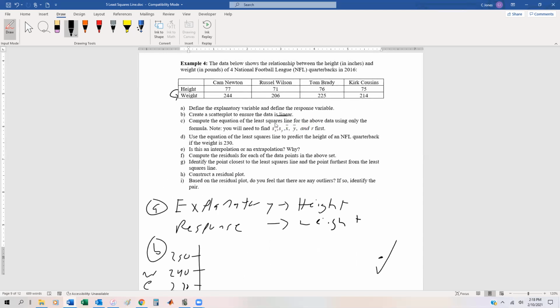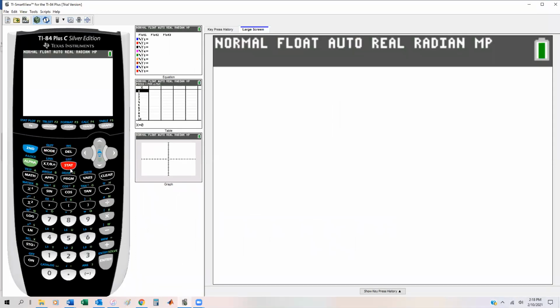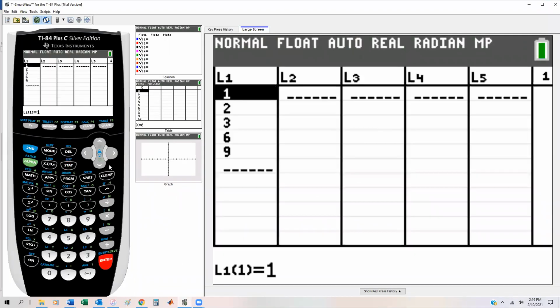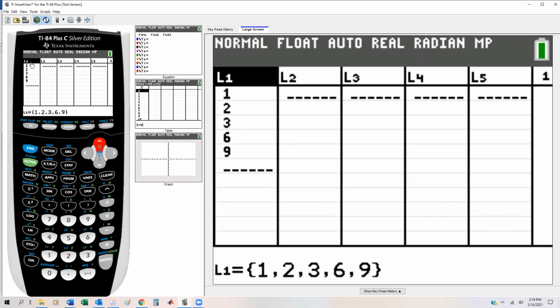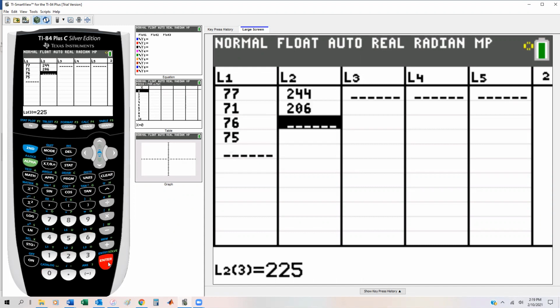Part C says compute the equation of the least squares line, and we're going to have to find all of these variables in the calculator. So we're going to bring up our calculator, hit stat, and then hit enter for edit. Remember, if there's anything in the list, if you want to clear it out, you go up to the title of the list and hit clear. Don't hit delete, but hit clear, and then enter. Our data for the X, the heights, was 77 inches, 71 inches, 76 inches, 75 inches. And the weights, the Y variable, was 244, 206, 225, and then finally 214.